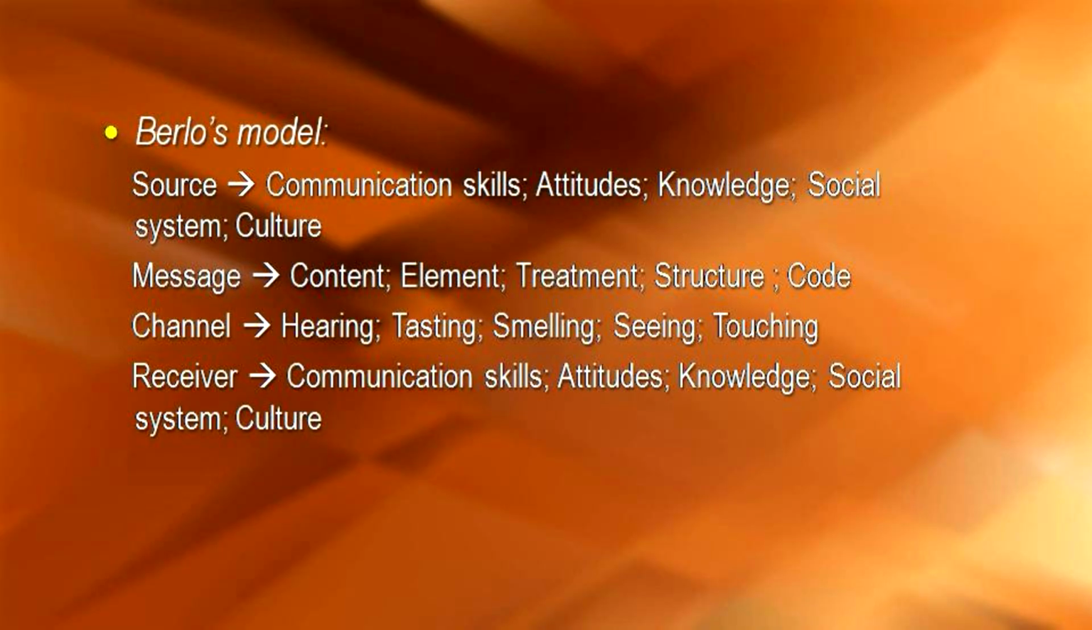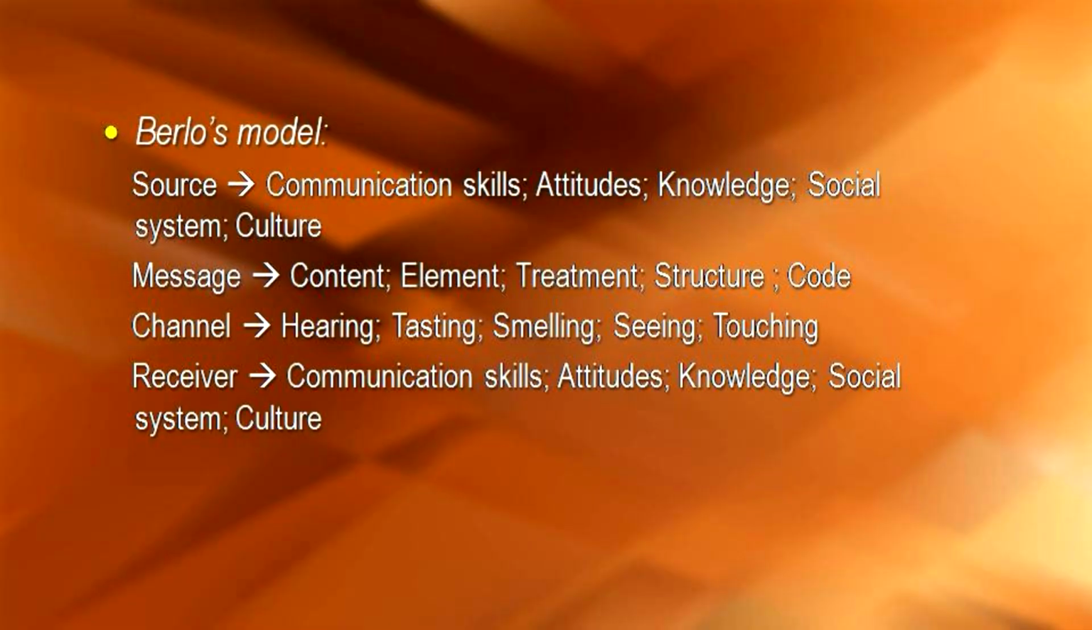So also he talked about message. When we were talking about message, we said, what is a message? A message is what is being encoded by the source. So this message also has certain attributes. What are these? It is the content which has to be communicated, which is part of the message. It is the element, like we are talking only about the basics of communication, that is the element. Then what kind of treatment it is being given.